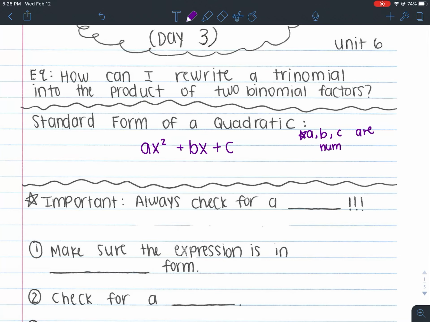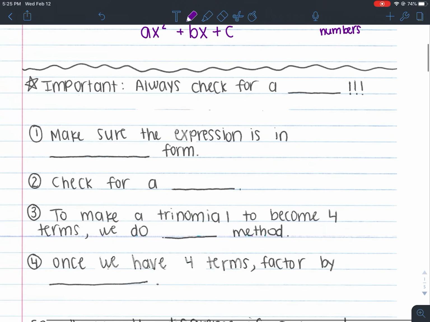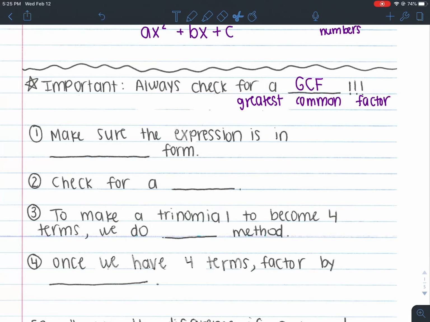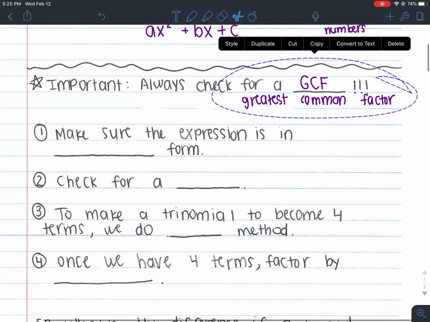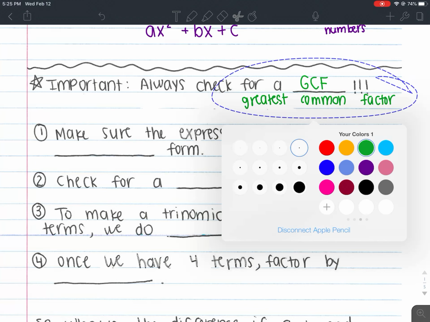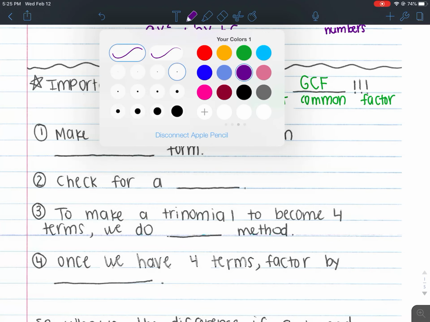I'm going to try to go through these notes as quickly as possible because a lot of this is exactly the same. But an important thing is that you always check for a GCF. GCF stands for greatest common factor. The reason why we want to check for this at the beginning is because it makes our numbers a little bit smaller, and if we forget to take out a GCF, then our answer technically isn't factored all the way.